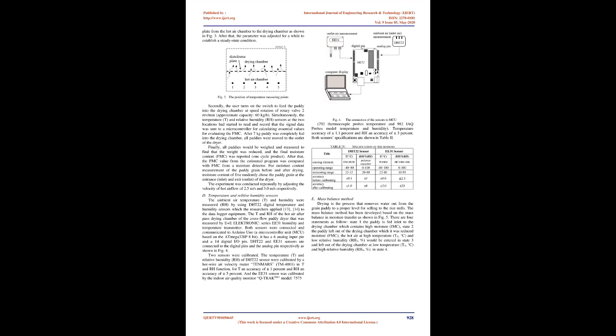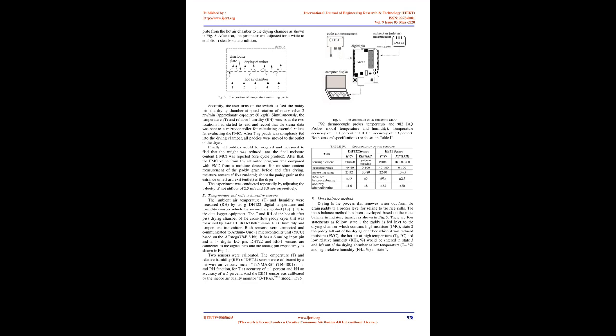Before the drying operation, the hot air flows through the air distributor plate from the hot air chamber to the drying chamber as shown in Fig. 3. After that, the parameters were adjusted for a while to establish a steady state condition. Secondly, the user turns on the switch to feed the paddy into the drying chamber at a rotary valve speed of 2 rev/min, approximate capacity 60 kg/h. Simultaneously, the temperature, T, and relative humidity, RH, sensors at the 2 locations started to read and record, and the signal data was sent to a microcontroller for calculating essential values for evaluating the FMC.